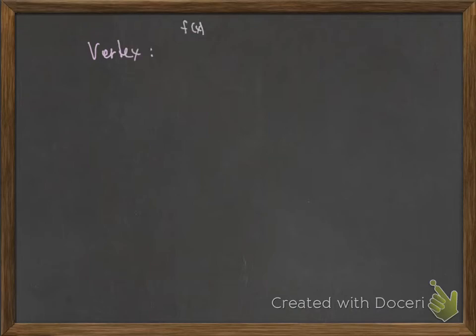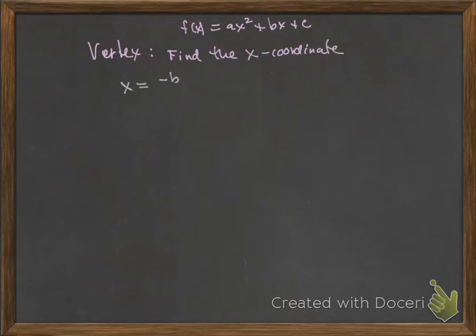Given f(x) = ax² + bx + c, the first thing you do is find the x-coordinate of the vertex, and you do that by plugging in negative b, where b is the coefficient in front of the x term, divided by 2 times the coefficient in front of the squared term. And then to find the y value, you just take the x value that you just found and plug it into your function, and those together, the x and y, give you the vertex.